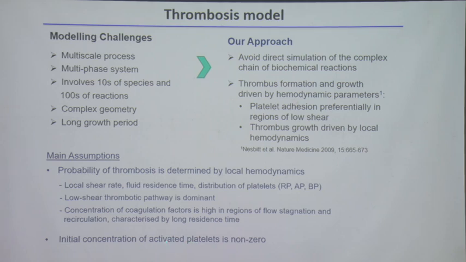Well, this is valid because, as we know, when there is a vessel injury or injury to the endothelium, it triggers activation of platelets, right? So when we think about aortic dissection, it is an injury to the arterial wall because it involves the tear and then the splitting of the layers. So that means in the system, there is the presence of activated platelets already, so the initial condition is non-zero.